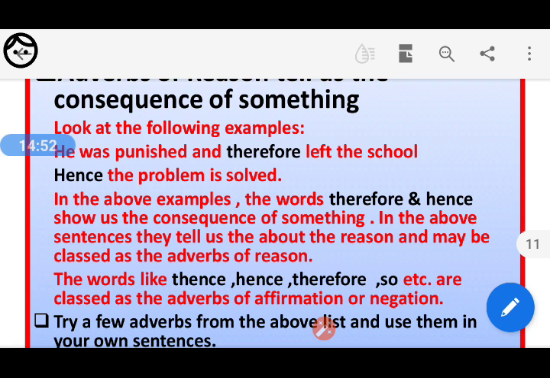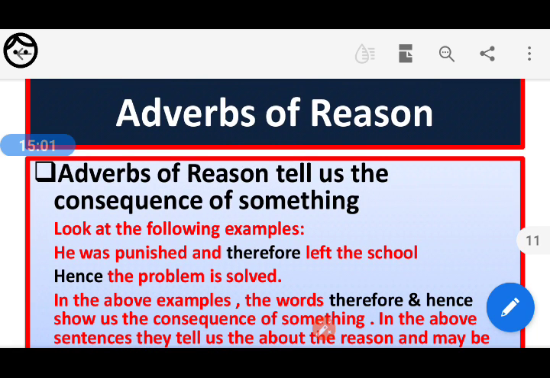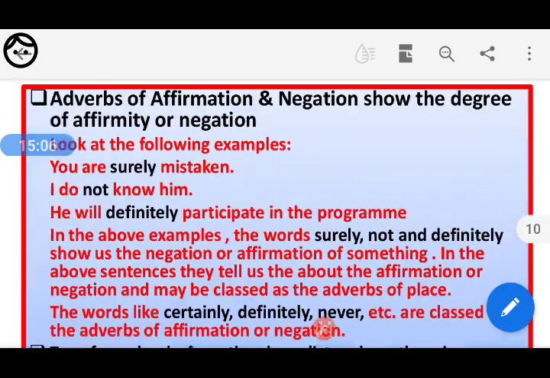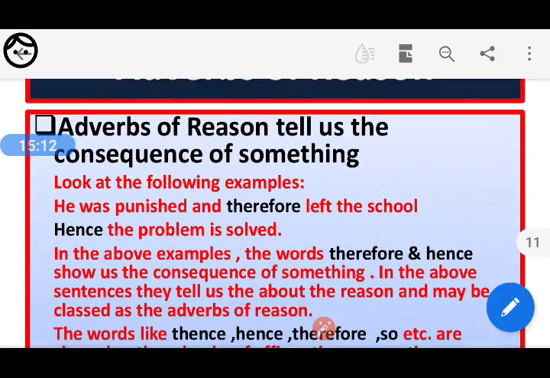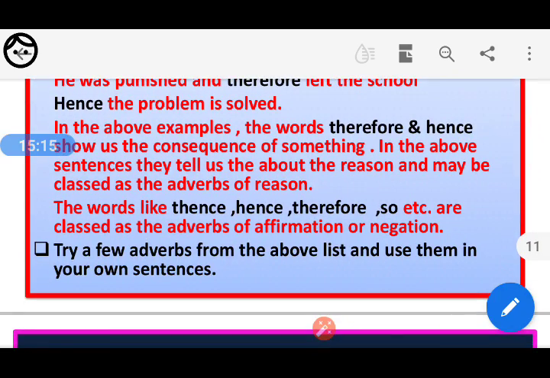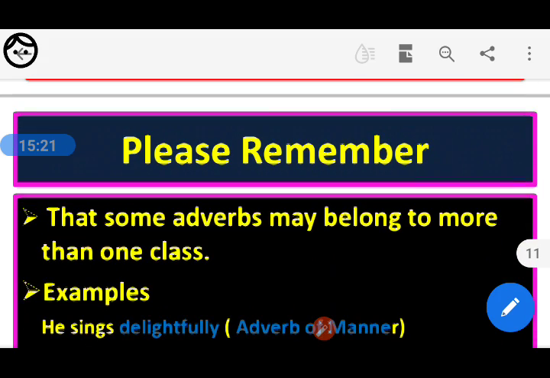and we have to stick to the rules that have been laid by the native speakers of a particular language, and therefore you can see so is an adverb of reason, and you can see so is also an adverb of quantity or adverb of degree. Now accordingly, use some adverbs from the above list in your own sentences. Now please remember one thing, that some adverbs may belong to more than one class, as I was trying to convey.